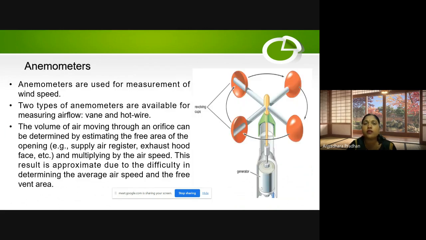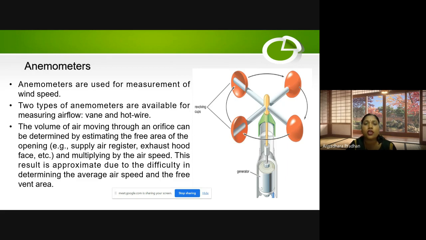Then we have anemometers. Anemometers are cup-shaped devices which are used to measure wind speeds. Mostly these are installed in wind instruments like the horizontal axis wind turbine and vertical axis wind turbine to determine the wind velocity, wind direction, and wind speed. Wind vanes are mostly used to determine the direction, and the speed is determined by the anemometers. There are two types of anemometers: vane type and hot wire type.